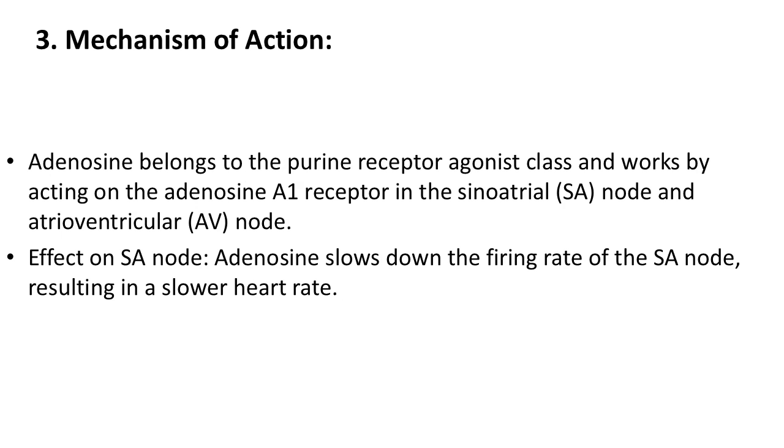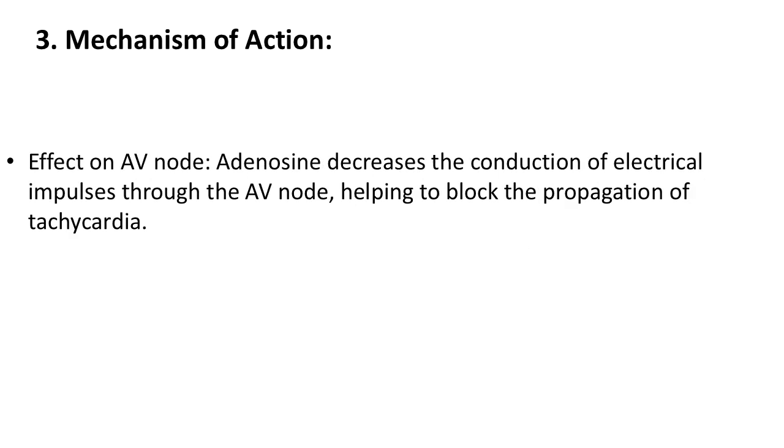3. Mechanism of action. Adenosine belongs to the purine receptor agonist class and works by acting on the adenosine A1 receptor in the sinoatrial SA node and atrioventricular AV node. Effect on SA node. Adenosine slows down the firing rate of the SA node, resulting in a slower heart rate. Effect on AV node. Adenosine decreases the conduction of electrical impulses through the AV node, helping to block the propagation of tachycardia.